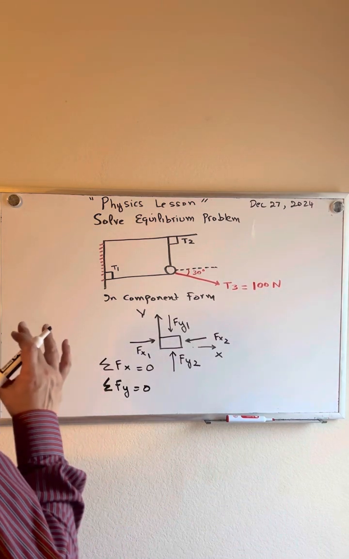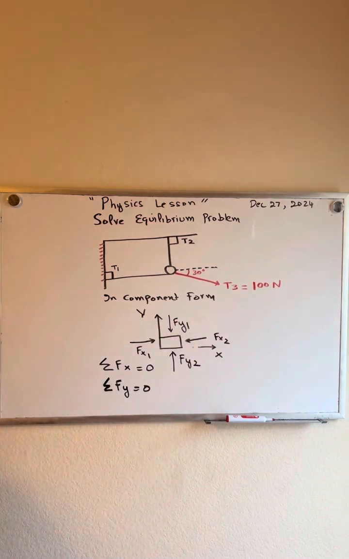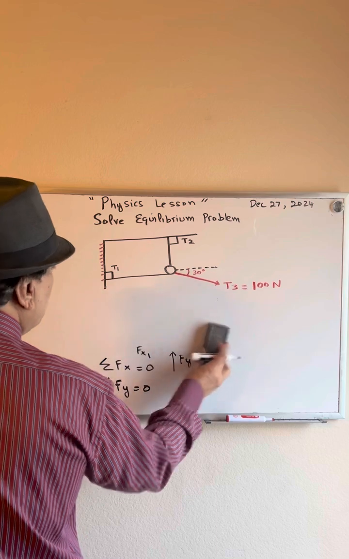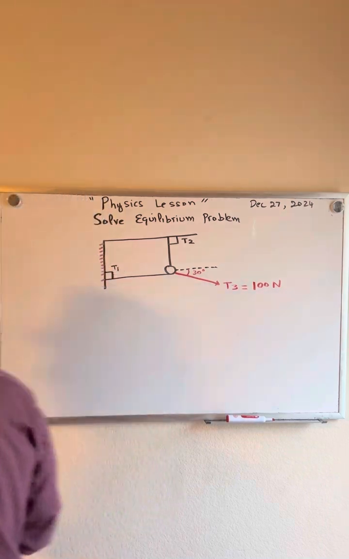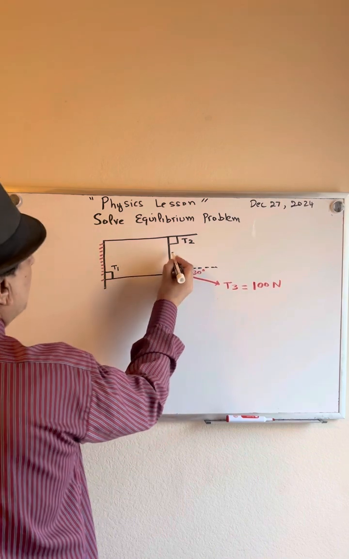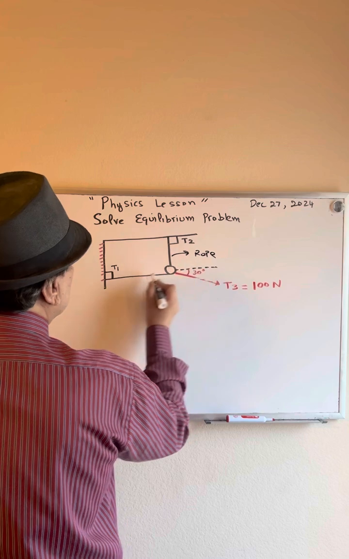All right, so let me just go ahead and erase this, and we're going to solve the problem now. Basically in this problem, what they're asking is to find the tension. Let's say this right here is a rope.